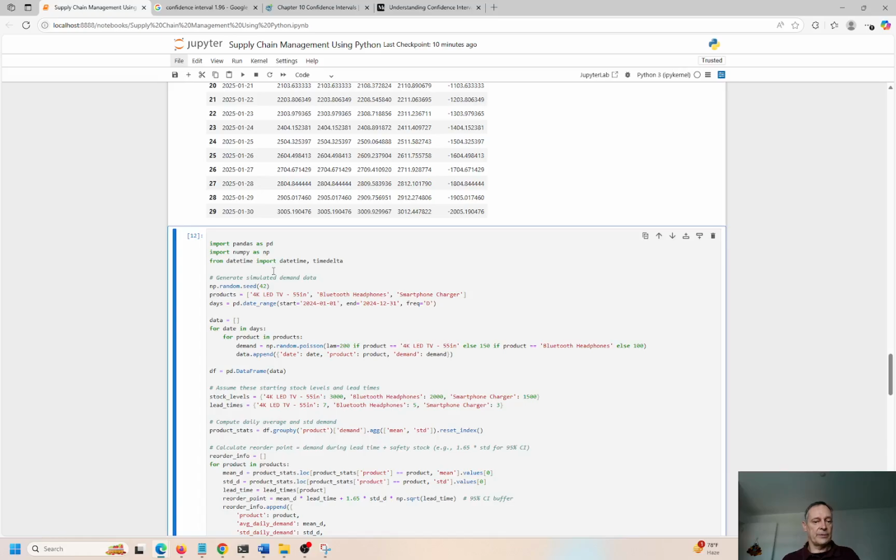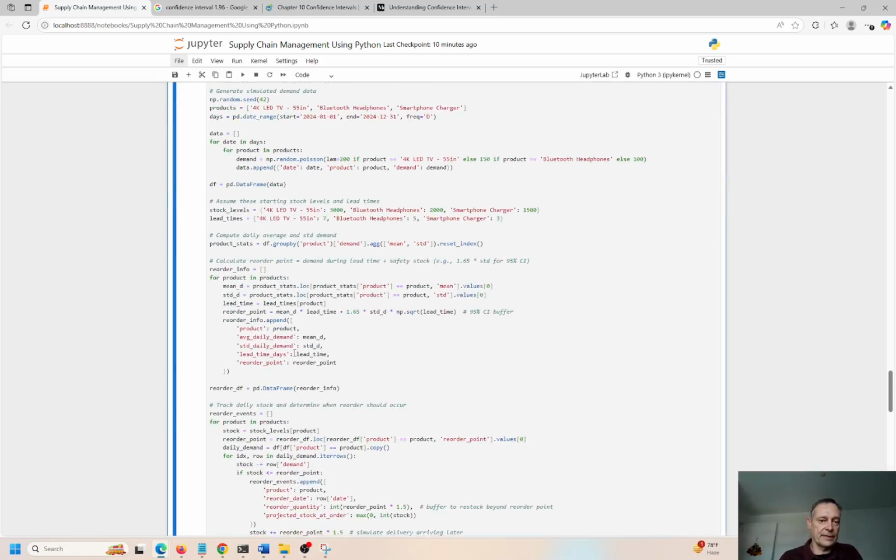So we have the products, we have the number of days. We're going to put all the products and days into a data frame, Control Enter to run, and we're going to look at stock levels and then lead times to deliver. So the delivery time could be a few hours, it could be a day, it could be a couple of days, right? So we have to take that into consideration.